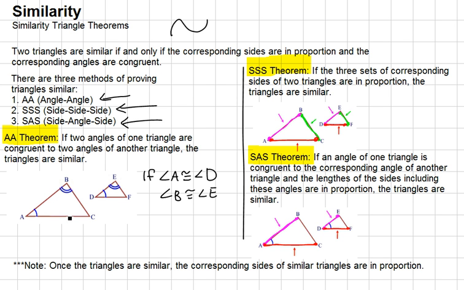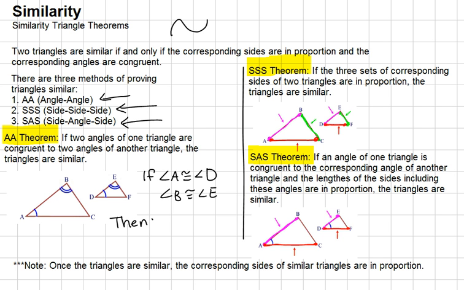If we have two angles of one triangle congruent to two angles of another triangle, we know by the triangle angle sum that the third angles would also be equal, because the interior angles of a triangle have to add up to 180. So that's why we only really need to show that two of the angles of one triangle are congruent to two angles of another triangle. So therefore, then we can write our similarity statement.